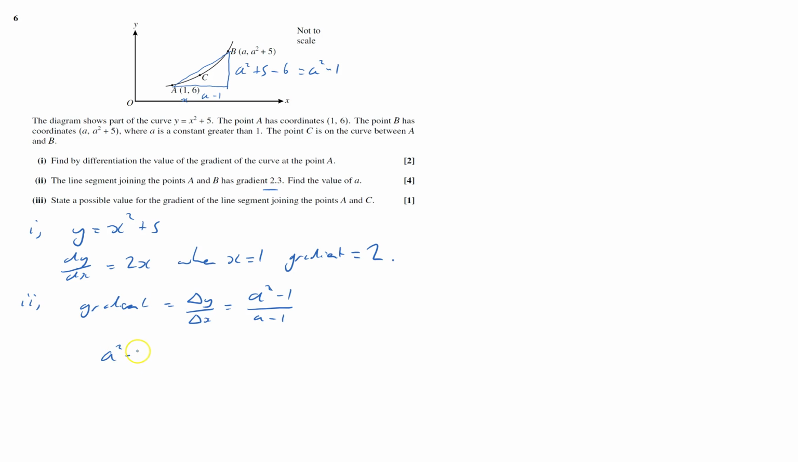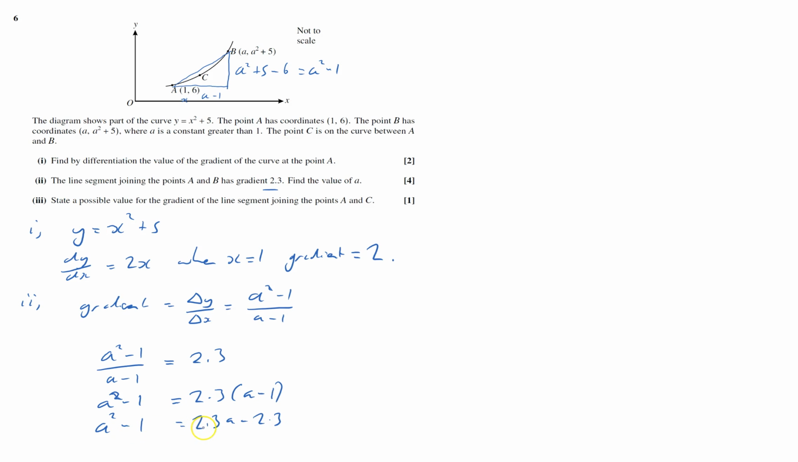I've got a squared minus 1 over a minus 1, and I'm setting that equal to 2.3. Now you could realize you've got a difference of two squares here, and then divide it, but you might sometimes lose a solution. So I'm going to multiply both sides by a minus 1. So 2.3 times a minus 1. Multiply that out, so that'll be a squared minus 1 equals 2.3a minus 2.3.